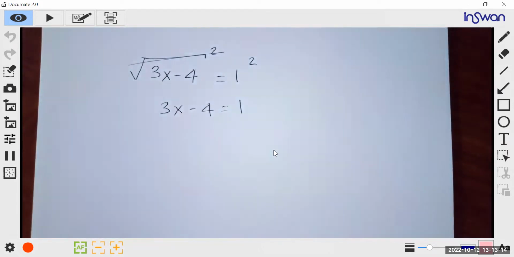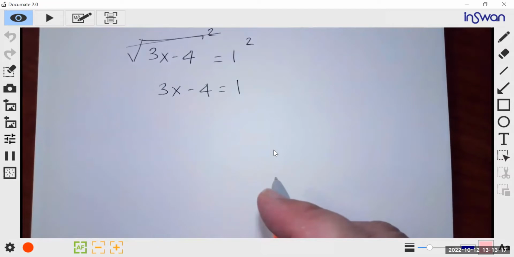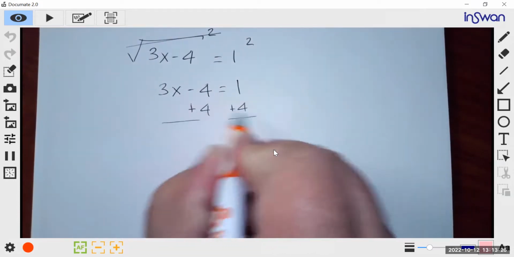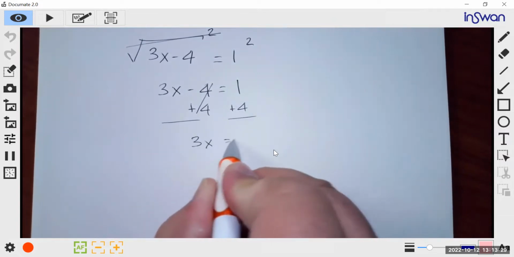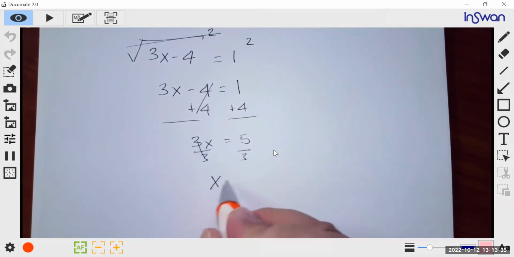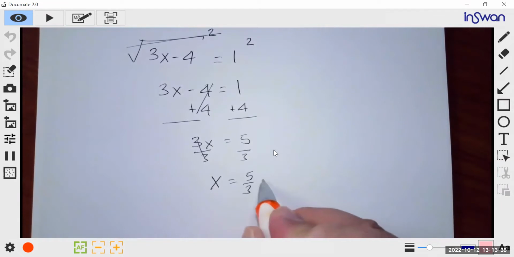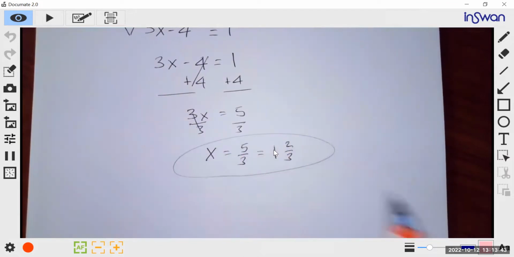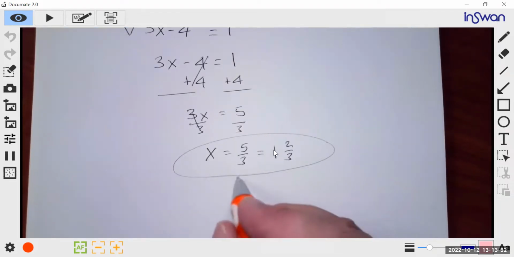1 squared is 1. Add 4 to both sides. And divide by 3. Or 3 goes into 5 once with 2 left over. When you check it, it's always easier to check it with the improper fraction.